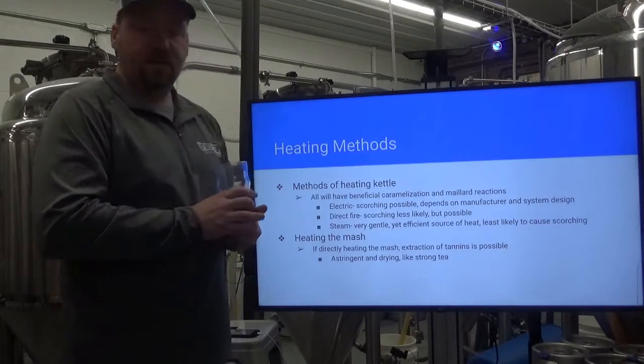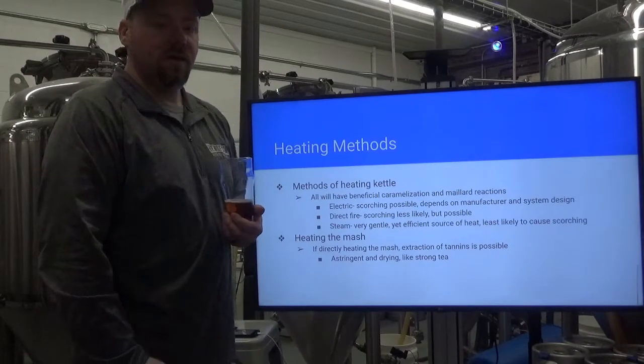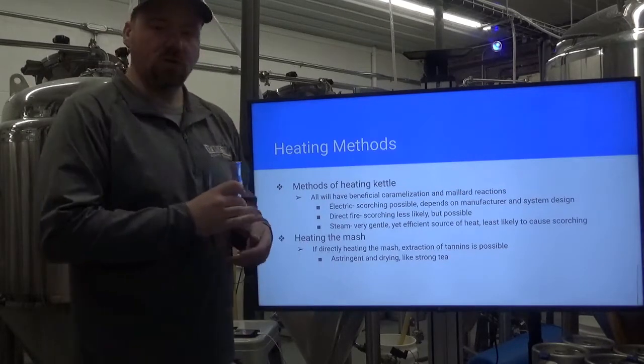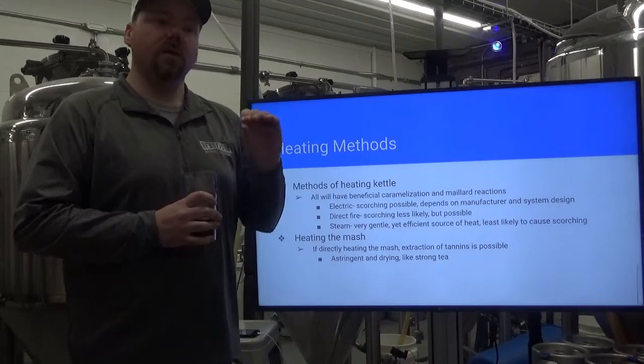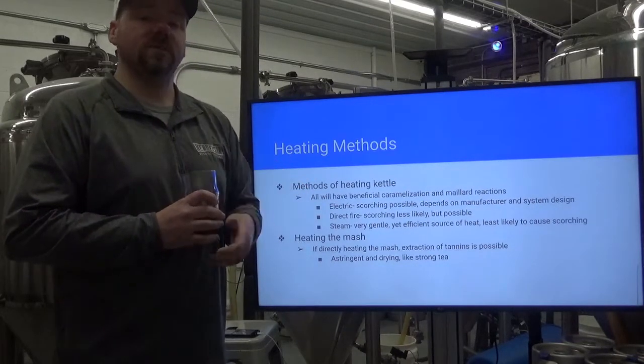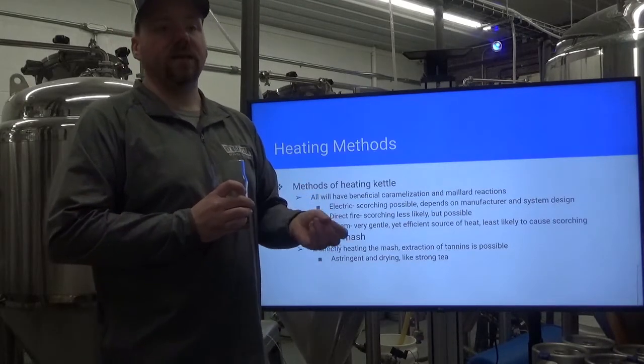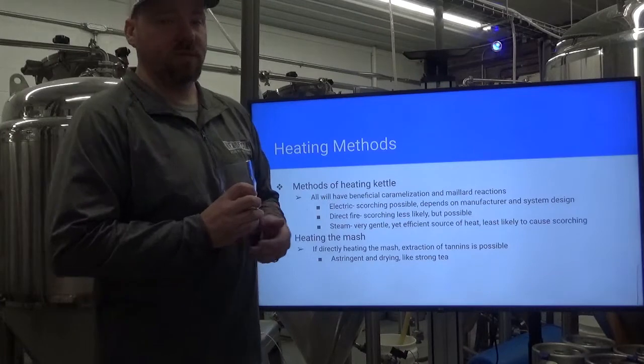Direct fire, that's like your propane, heating the bottom of the pot. There's always a potential for scorching, and that is dependent upon the thickness of your vessel, where that flame comes into contact with it. The thicker that vessel is at that point, the less likelihood of scorching that you're going to have.